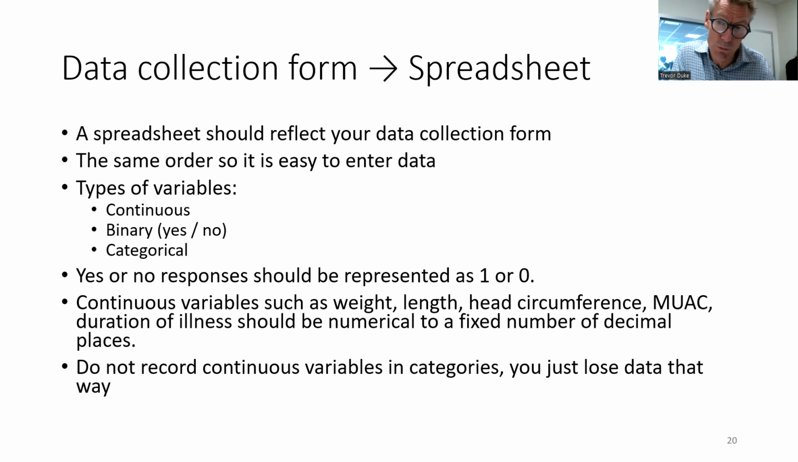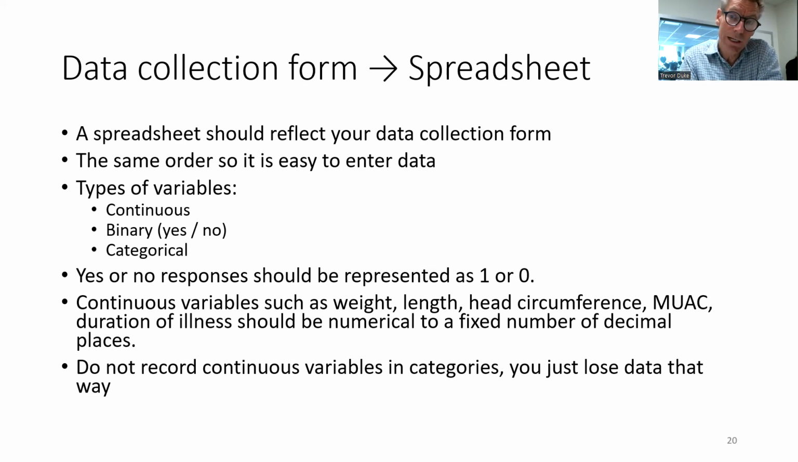Sometimes variables will be categorical. That is, they may fall into certain categories. Let's say you're studying pneumonia, and you want to record the severity of pneumonia. So pneumonia is classified as mild, moderate, or severe. There are three categories, right?